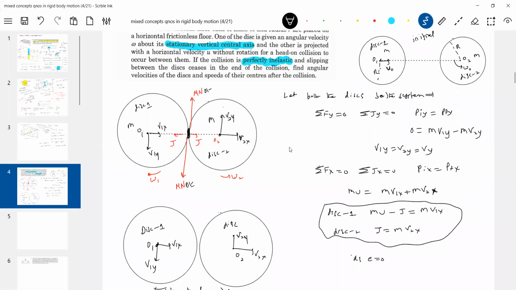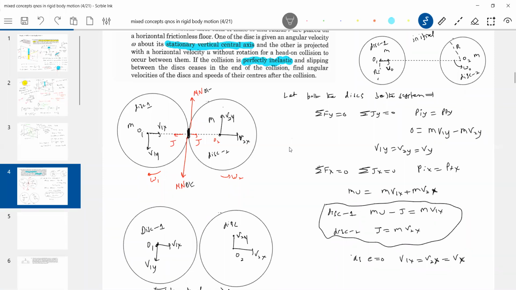Tell me what will happen. Both will undergo maximum deformation. At maximum deformation, both must have a common velocity according to collisions. As E equal to 0, v1x must be equal to v2x. Let me call it vx. Because of E equal to 0, I'm able to write this, otherwise not possible. Why must v1x be equal to v2x? Because E equal to 0.